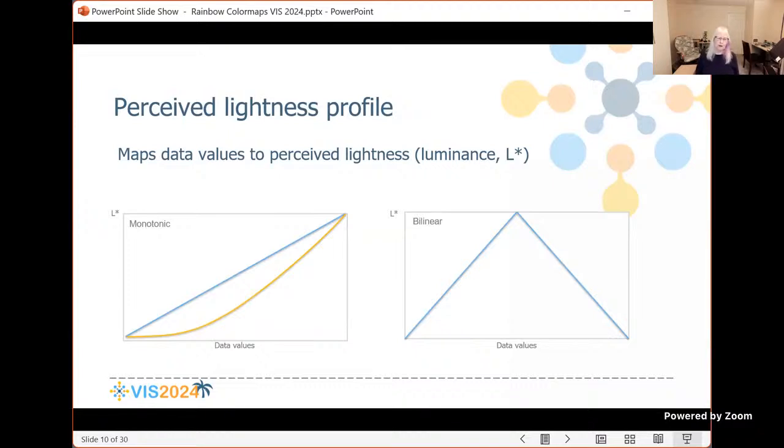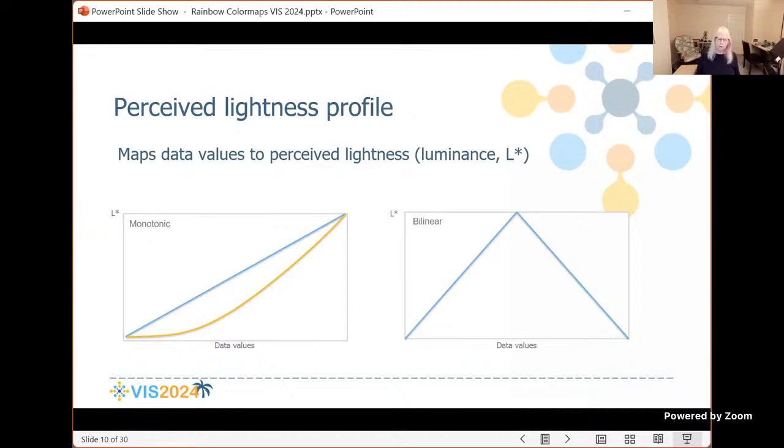Now, a lightness profile simply maps data values to some perceived lightness metric, like luminance, or I prefer L star because it's more perceptually uniform. The profiles on the left are monotonic. They go from min to max with no doubling back. To preserve shape from shading, you need a monotonic lightness profile. It doesn't need to be linear like the blue one, although linear in L star is an excellent profile for a visualization color map. It just needs to be monotonic. The gold one would work as well.